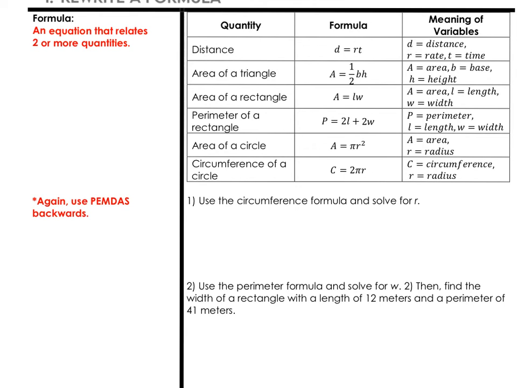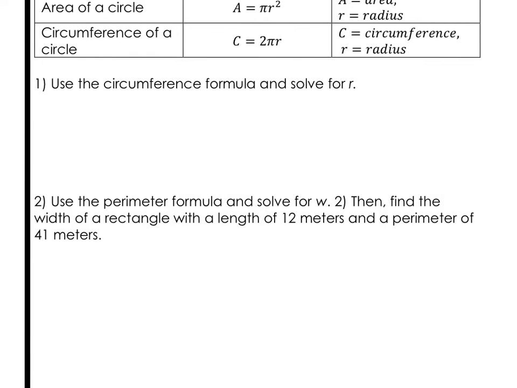When asked to rewrite a formula, we're going to follow the same process that we did in 1.3, working backwards using PEMDAS. We have a couple of examples down below where we take one of the given formulas and just isolate one particular variable. Here's our first example. Use the circumference formula and solve for r. We just want to isolate one of the variables in that equation. I'm going to start simply by writing the formula out. Circumference equals 2 times pi times r.